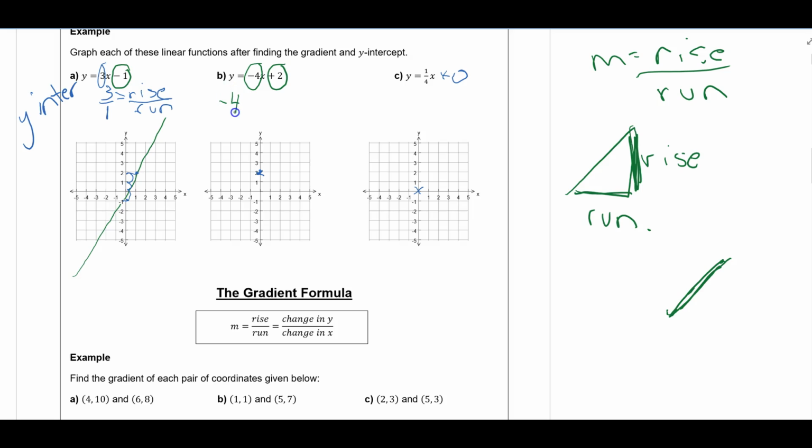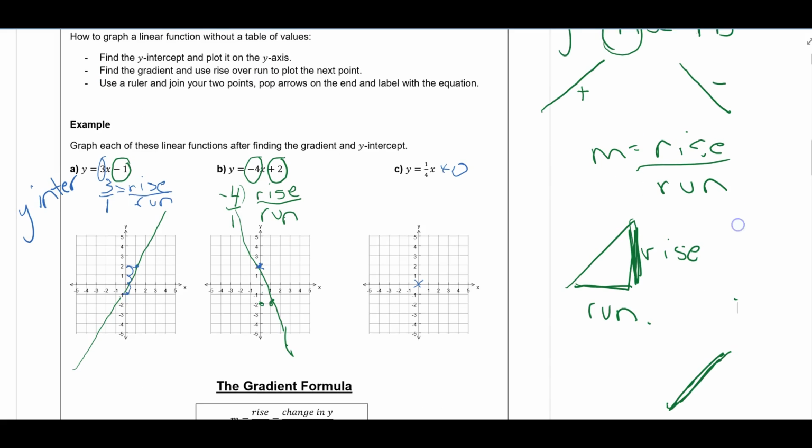I'll do it again. -4 is -4 on 1. So we rise and run. So we go down 4, 1, 2, 3, 4, and across 1. And there's my second line. Notice the gradient's negative, so it goes that way, which we said up here it would go negative.